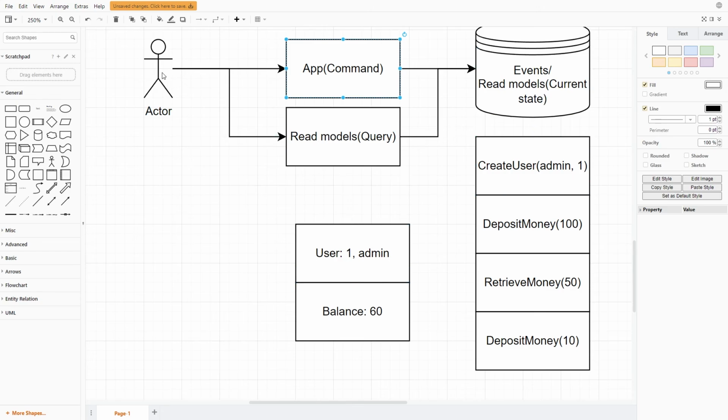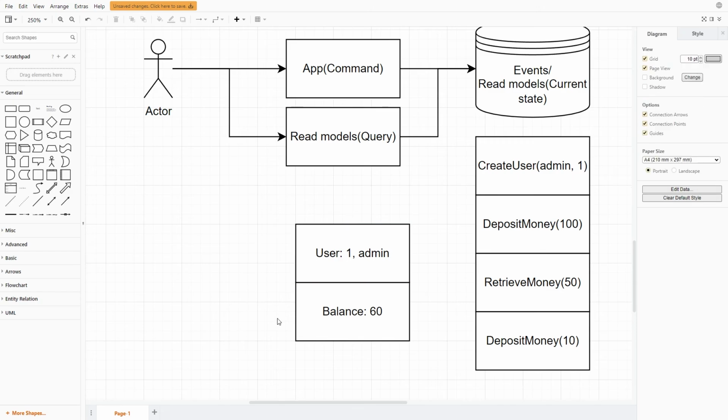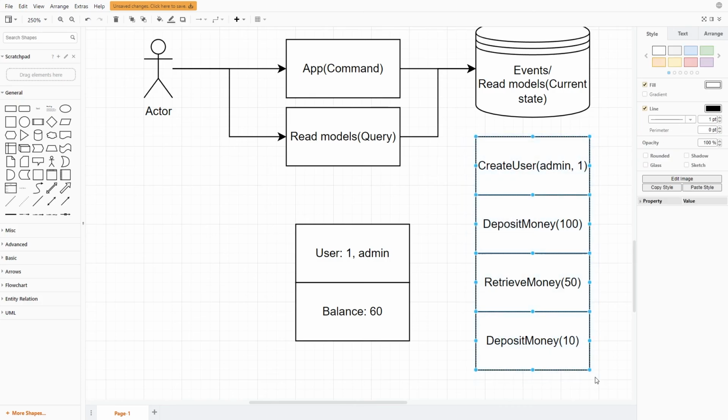Then, how is our actor going to retrieve that state? He is going to go to ReadModels. So he's going to send a request to the ReadModels, and our ReadModels are going to be just like REST things in our database. So ReadModel is basically the current state, and you can easily read it, but never write it. They only need to be changed whenever something changes in the event store.